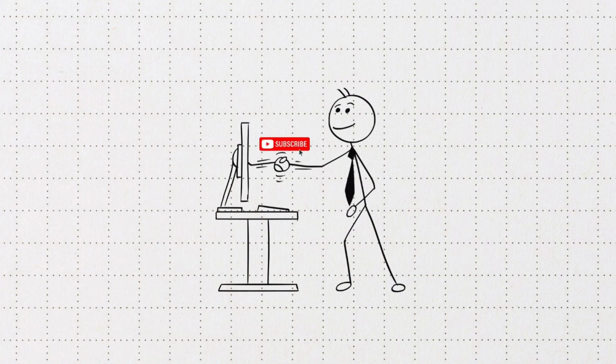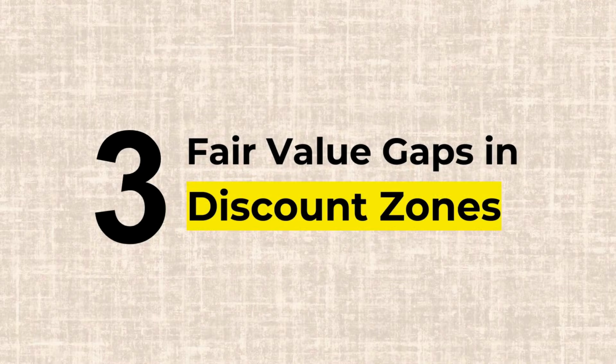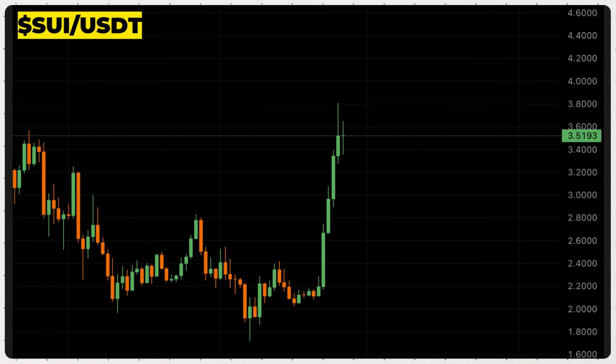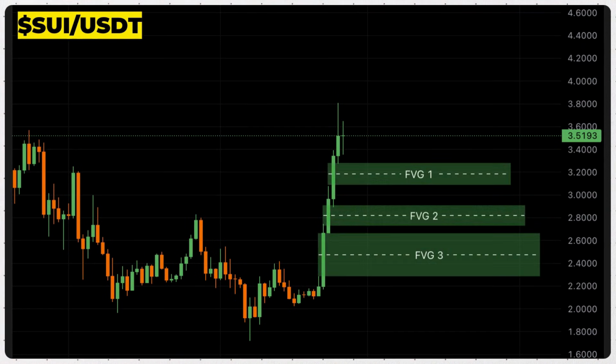Another important filter is where the fair value gap is located. This is a more advanced way of deciding which fair value gaps are worth paying attention to, so if this feels new, that's completely normal.